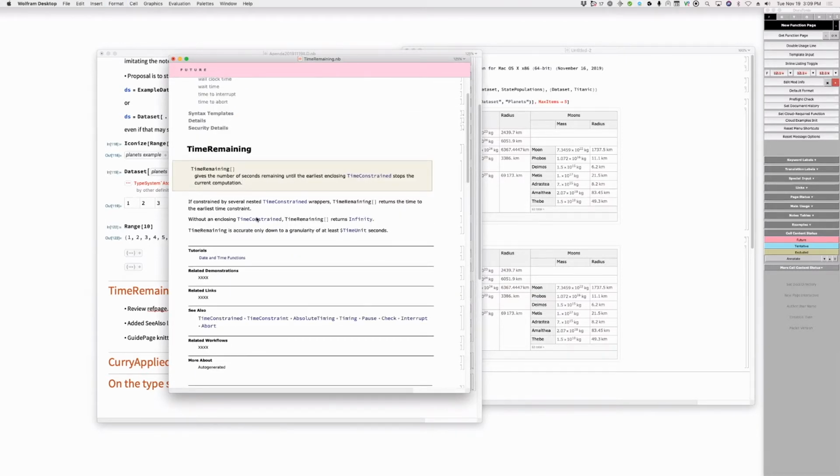Okay, does it mention? Something interesting here is the behavior with respect to abort protect. If there is an abort protect inside time constraint, then time remaining will be looking at the time constraint, even though the operation is not going to stop. Okay. Wait a minute. We should say, until the earliest in closing, will request the current computation to stop, because it may not, in fact, stop on cue, if you understand what I'm saying.